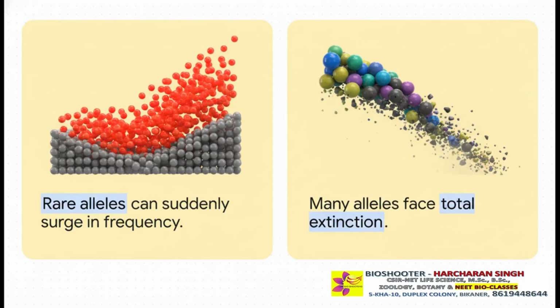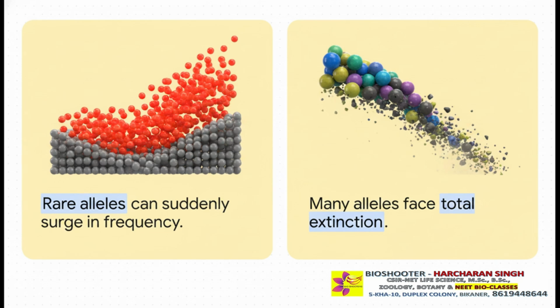This dynamic creates a really dramatic binary outcome: rare allele amplification versus allelic extinction. Since the group is so tiny, a rare allele, maybe a gene that causes a highly unique trait or even a rare disease, can suddenly surge in frequency. Why? Just because one of the original founders happened to carry it.